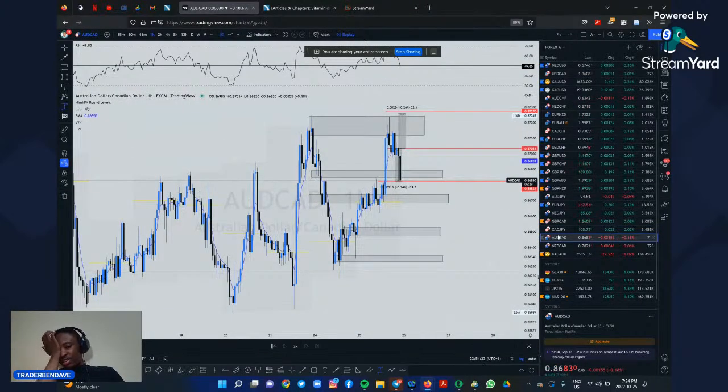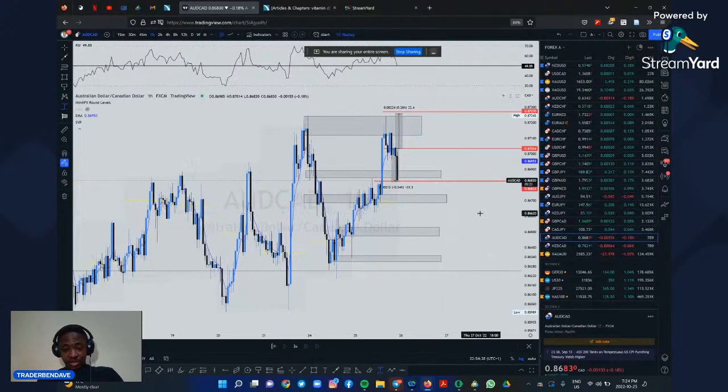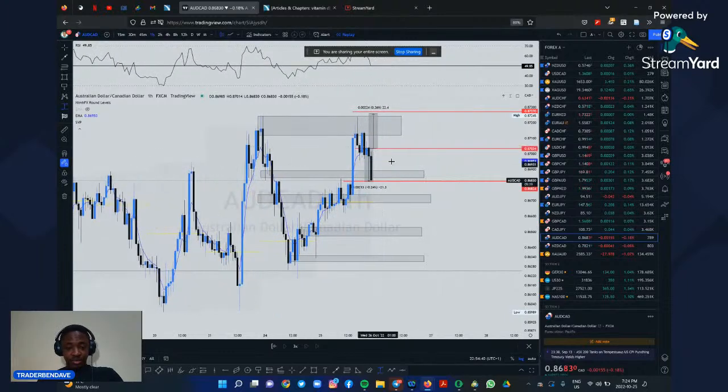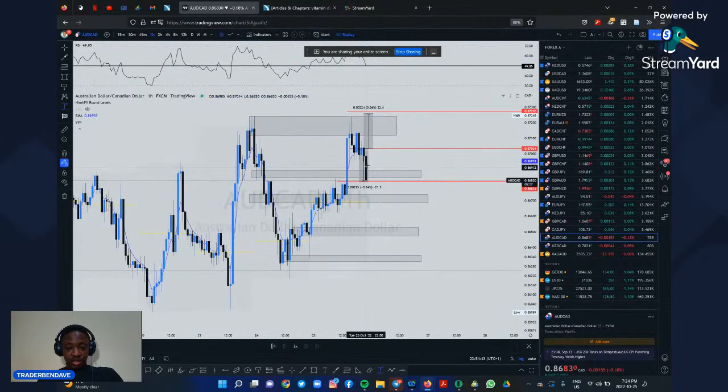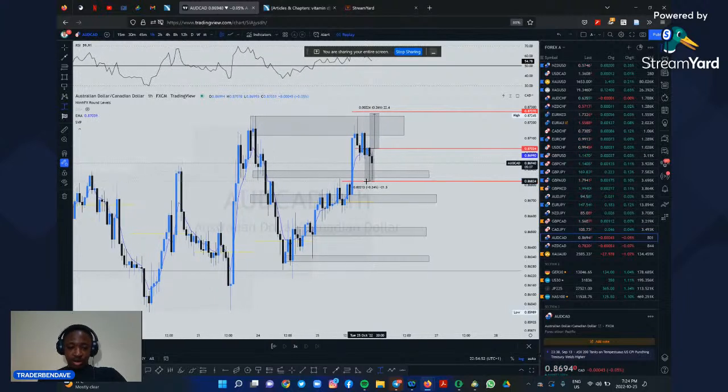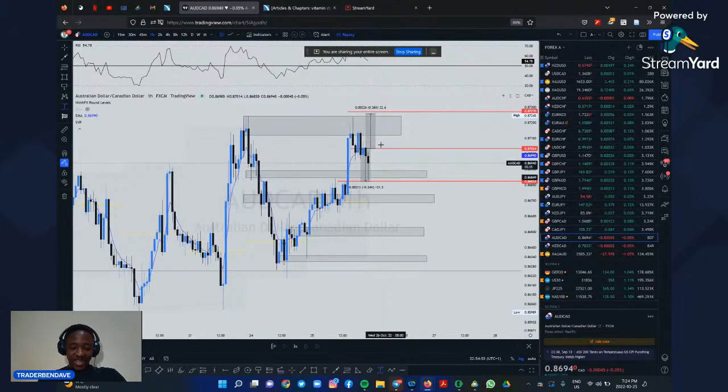Wow. This is sad. I was in this trade and I left. I closed the trade. All right, it was a 1:1 risk to reward ratio. I got in here, price pulled back, dropped a little bit, and I closed the trade. Oh shit. This is very volatile. Very, very volatile.